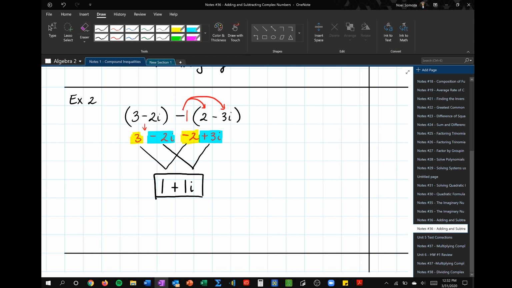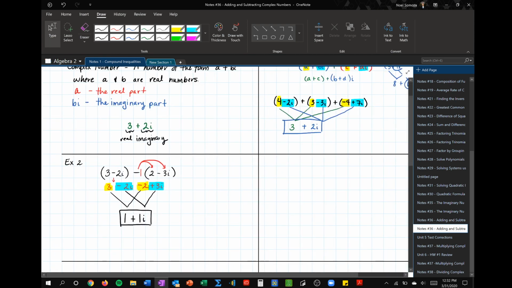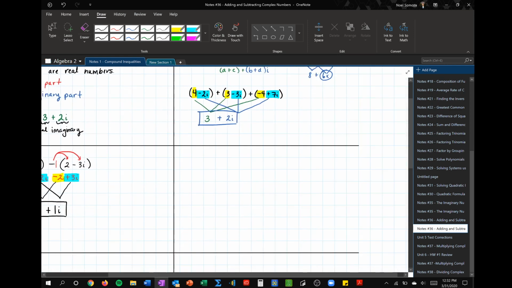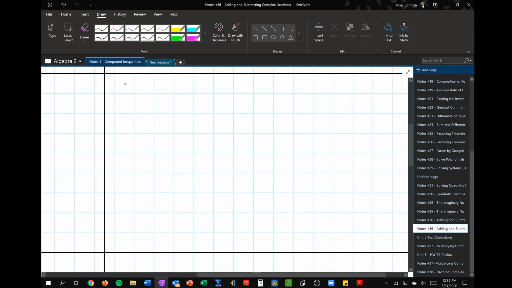All right, now let's take a look at something a little bit more complex. With adding and subtracting, that's about as complicated as it gets. Now levels of complexity can be added to these types of problems when you don't have the i and you have to extract the i yourself. So for example, let's take a look at this problem here.